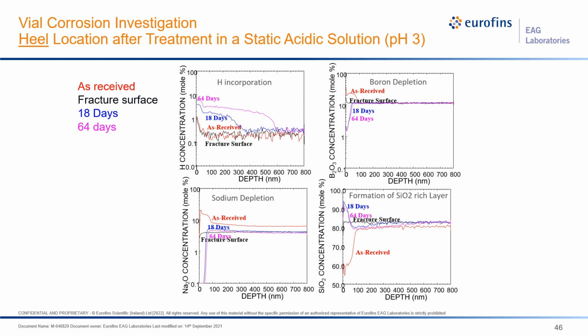And more importantly, what we're looking at here is that the as-received unexposed glass surface has higher boron and sodium concentrations, but after exposure to acidic solution, they all leach out, leaving a weak surface enriched with SiO2. It looks like a sol-gel structure, and that basically flakes off into the solution. That's how you form the particles.